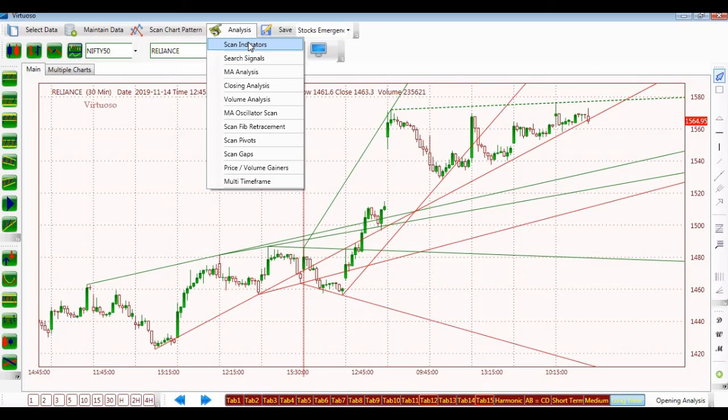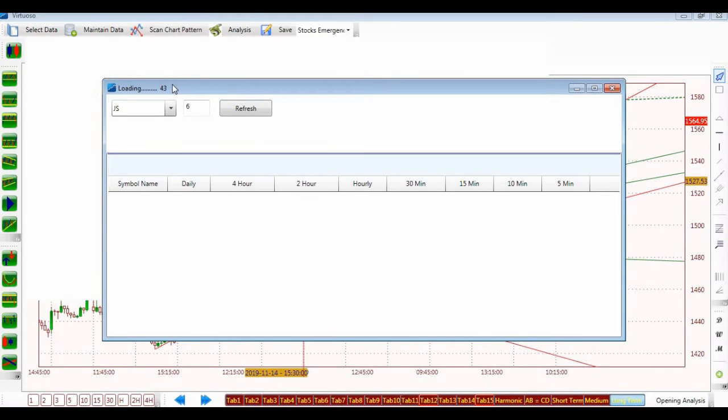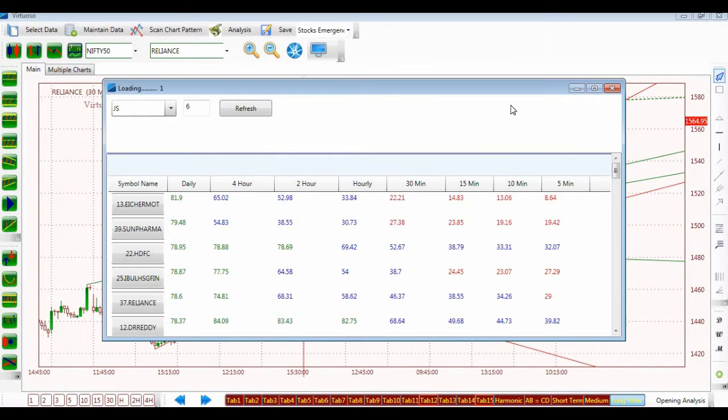So let's start with the diamond platinum feature of Virtuoso software. I have selected Nifty 50 stocks, and if I click on the multi-time frame, this is going to scan the 50 stocks which are available in Nifty 50 and give you a magic figure. And what is that magic figure? Daily, 4 hours, 2 hours, hourly, 30 minutes, 15 minutes, 10 minutes, 5 minutes, scanning together. And what is that magic, now we are going to see.